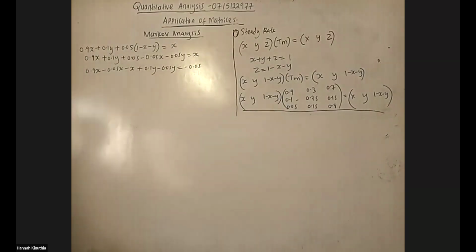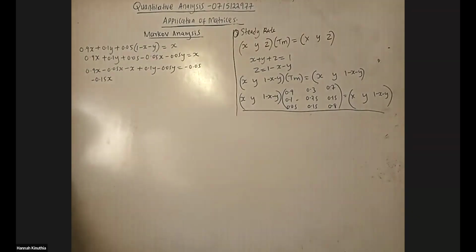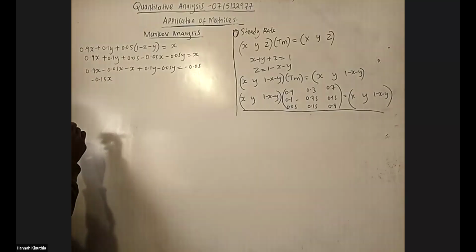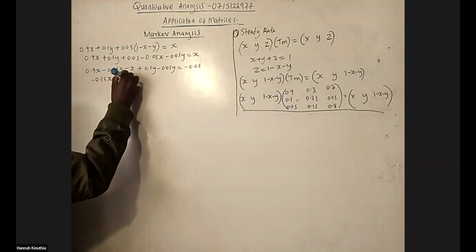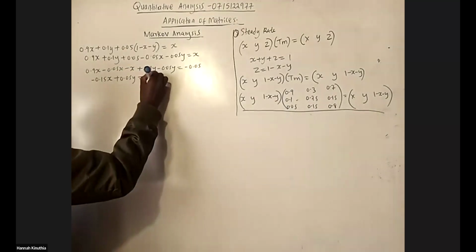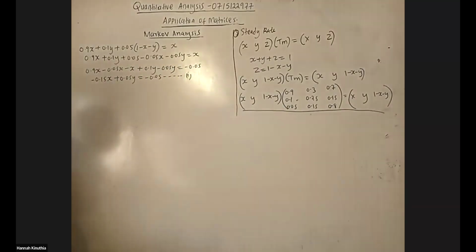So that will be 0.9 minus 0.05 minus 1, so it will be equal to minus 0.15x, plus 0.1 minus 0.05, which is plus 0.05y, is equal to minus 0.05. We call that one equation number 1.